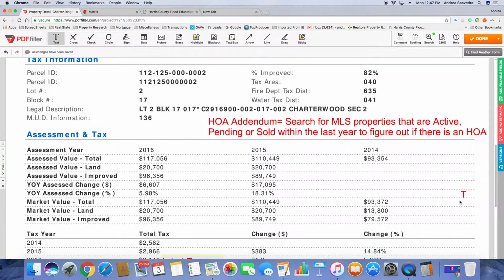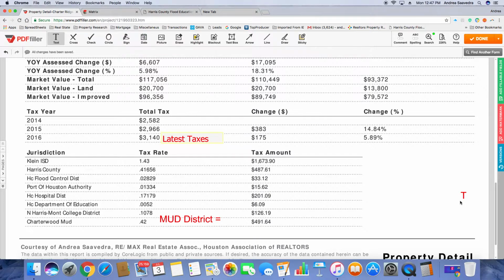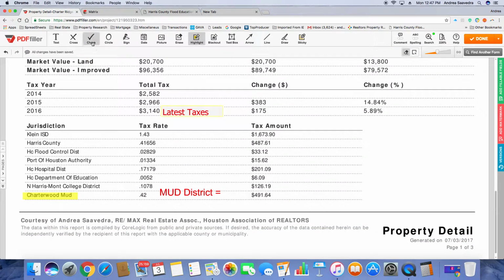Okay, then you go down to figure out if the property is or not in a flood, in a MUD district area. You go to the jurisdiction, take a look at this on the left hand side, and if the property is in a MUD district, it will let you know, Charterwood MUD. This is pretty clear that it's in a MUD district, okay? But if it's not in a MUD district, it will say, let's say, City of Houston, okay? And that means it's the City of Houston. They don't pay MUD water taxes. They don't have a MUD district, so you don't need the form for that. In this case, I'm gonna do yes because we need it, okay? So I'm gonna do yes.